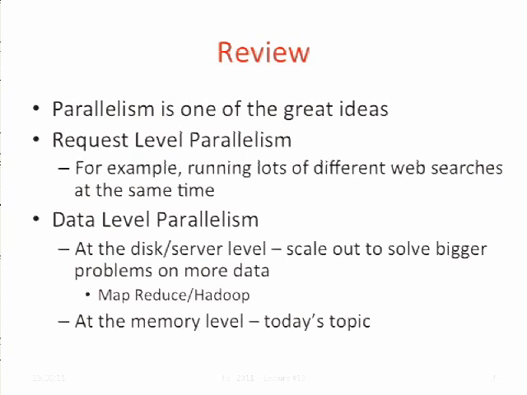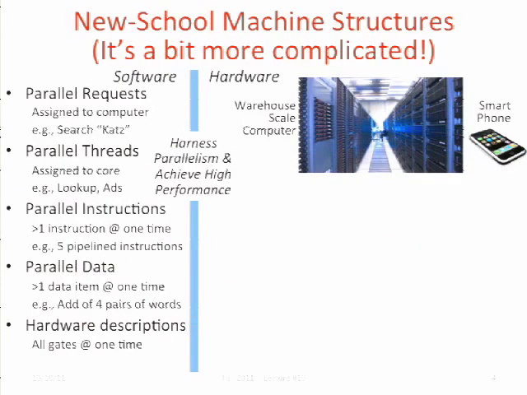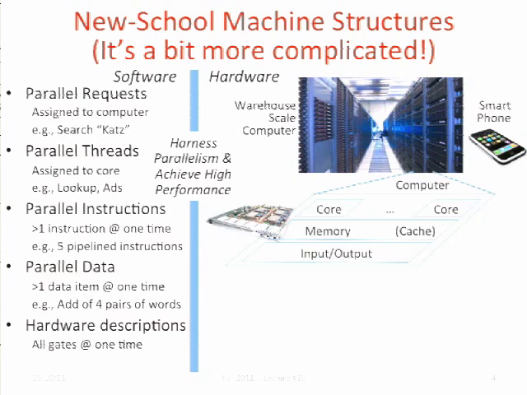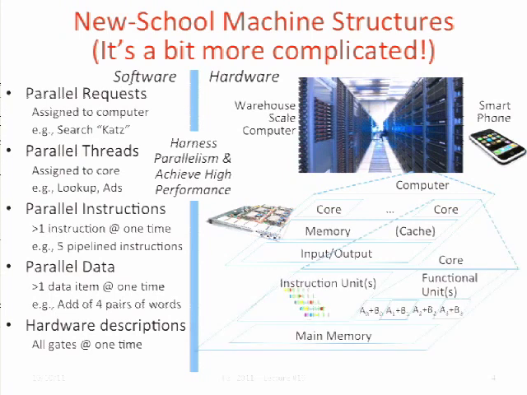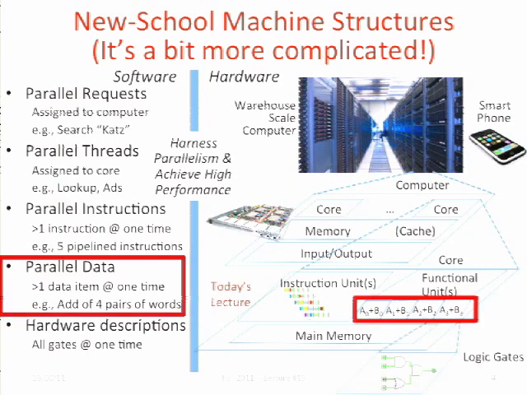Graphically, where does this fit in? Well, this is our warehouse scale computer. It's made up of a bunch of racks. Each rack has a bunch of servers in it. Each server has a bunch of cores. If you drill down on that core, you can see memory and instruction units and functional units like adders and so on. And then, of course, there's logic gates. Today, we're going to focus on this part. So within a single core, within a single processor, how do we get parallelism? How do we get data parallelism? Okay? So that's where we're at kind of graphically or pictorially.